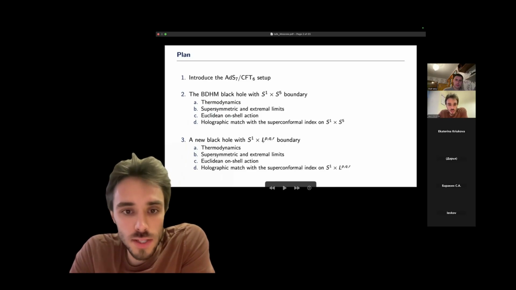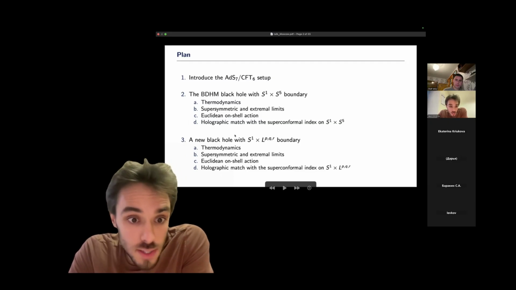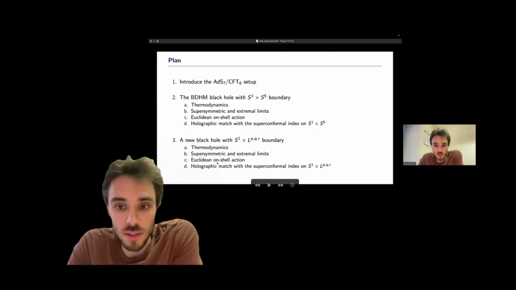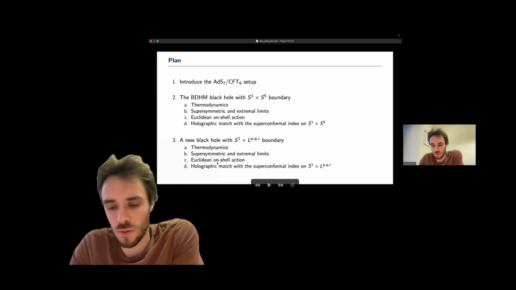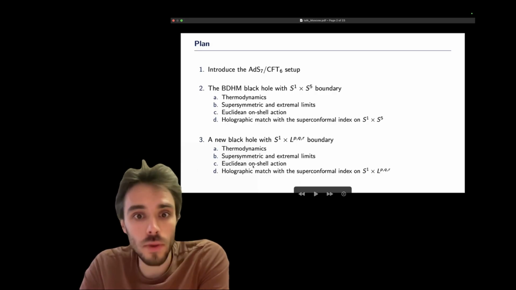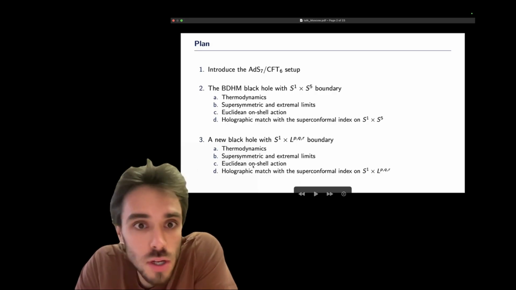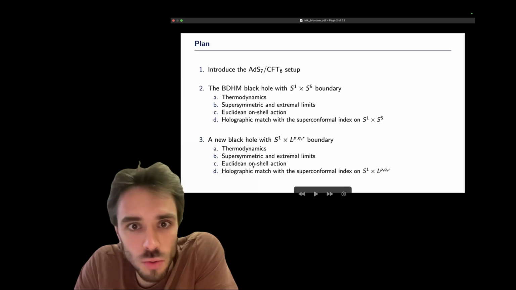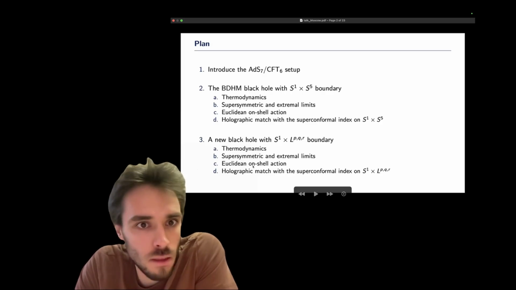Then I'm going to talk about a new black hole, where you take the S5 and you replace it with a Sasaki-Einstein manifold. And it turns out that this object exists, and you can do all of the same things for it as well. By the way, stop me at any time if you have any questions. I would be happy to turn this into a live discussion.